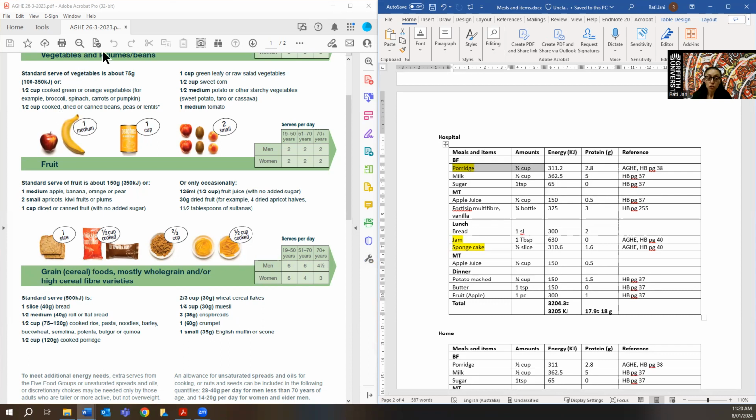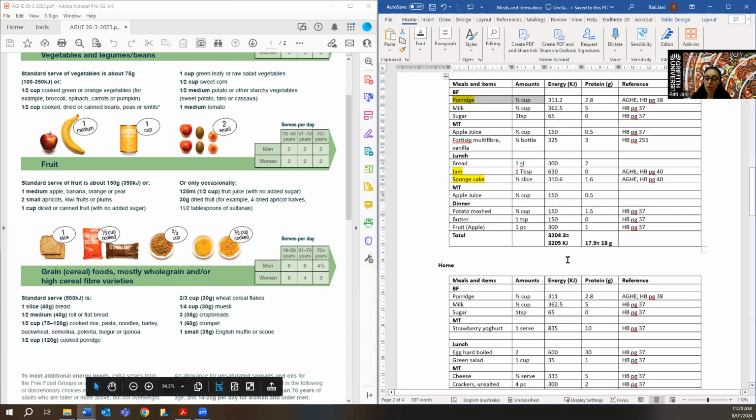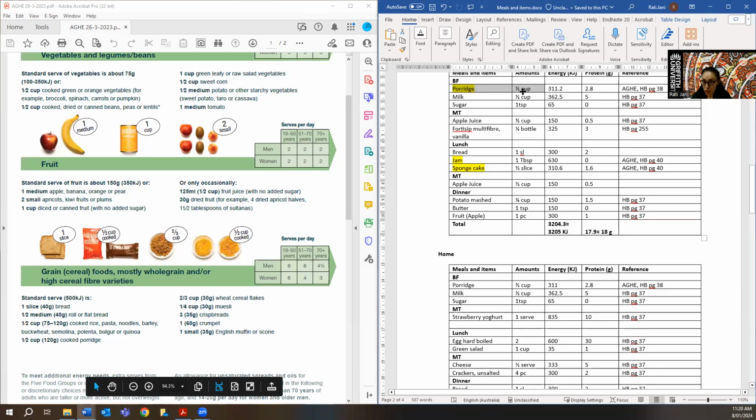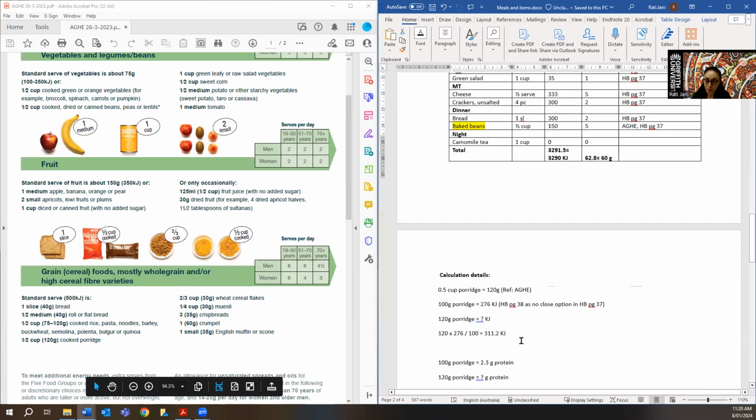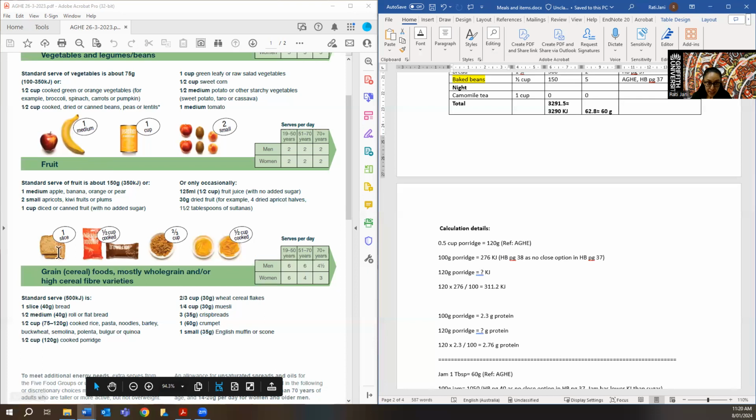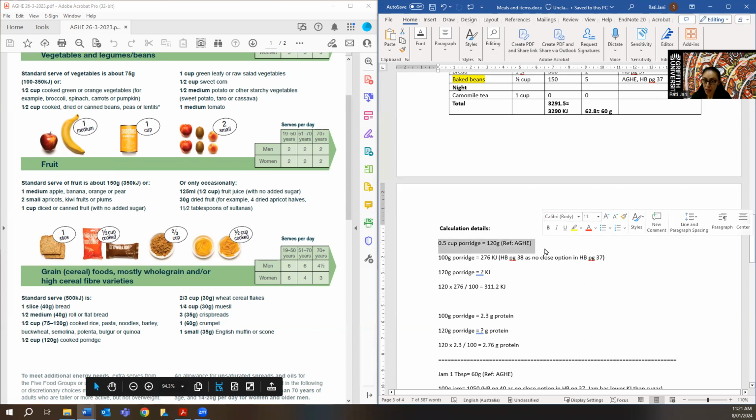Your Australian Guides to Healthy Eating is a very good document where you can convert household measurements into grams. So over here, I know that the patient is having half cup of porridge. I know that the AGHE document tells me that half cup of porridge is 120 grams. So that is where I get this. I get this from the Australian Guides to Healthy Eating.